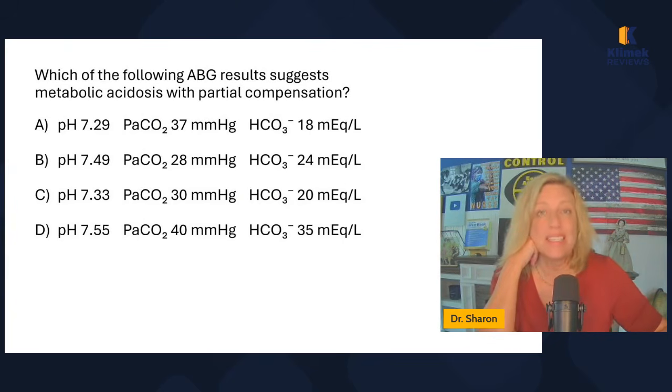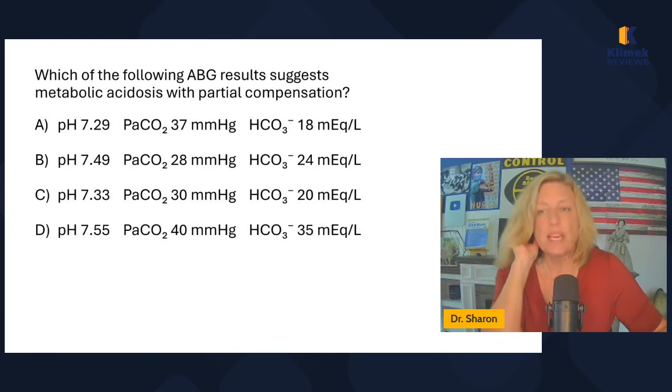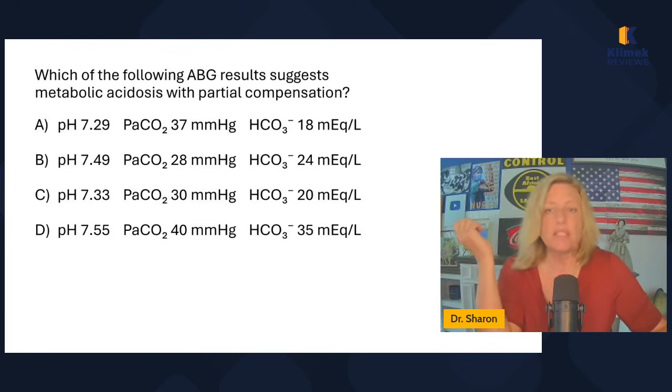All right, y'all, this is the hardest kind. If you get a partial compensated question on NCLEX, you're doing extremely well. You don't have to get them right to pass, okay? But I know people are like, well, how do I know partial compensation? So I'm gonna work through it with you, y'all, and I have to think through it. There's no trick I have for you to help you with this, okay? So which of the following ABG results suggest metabolic acidosis with partial compensation?